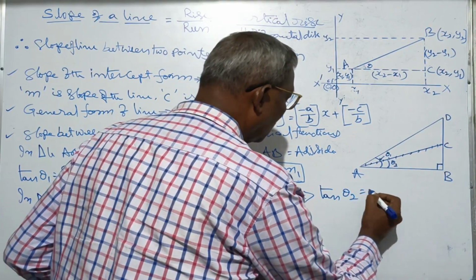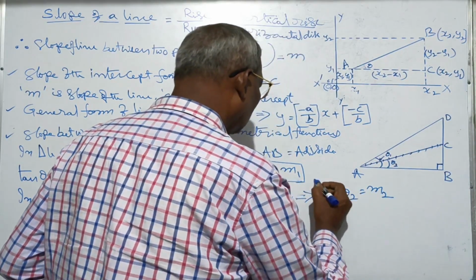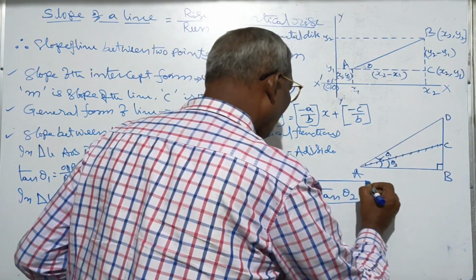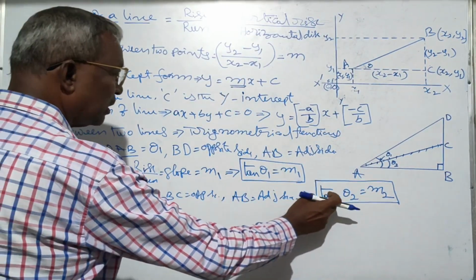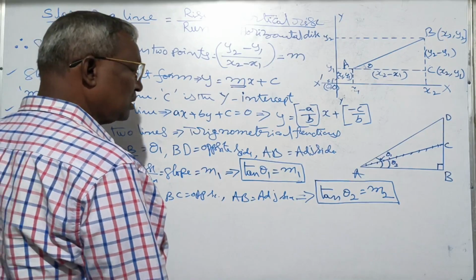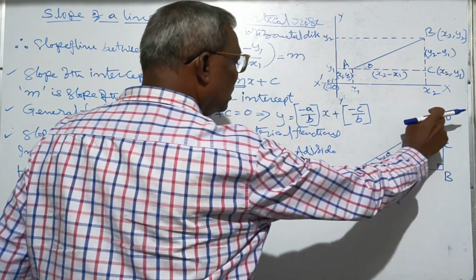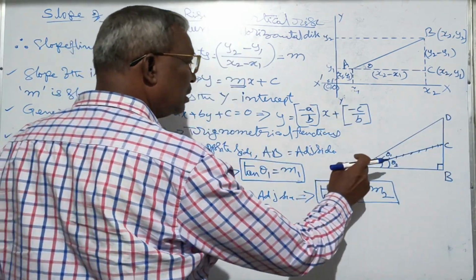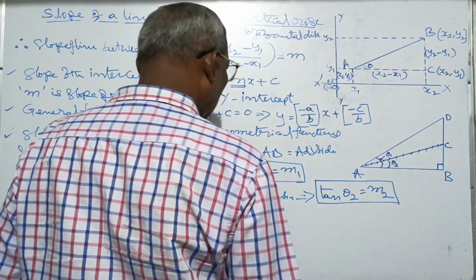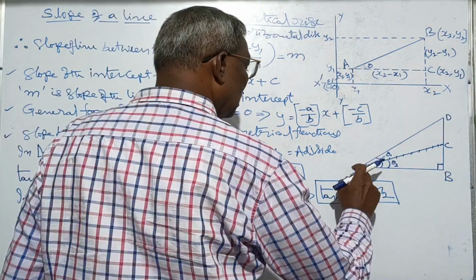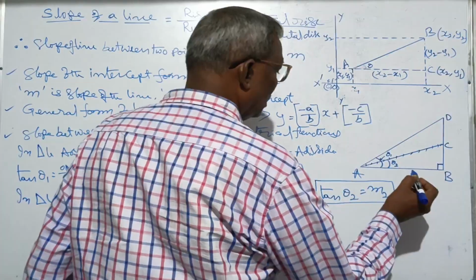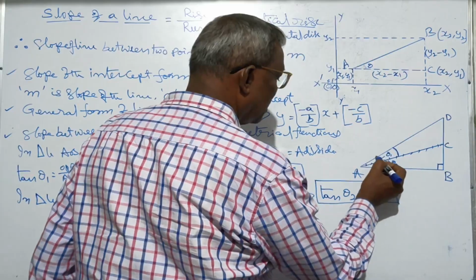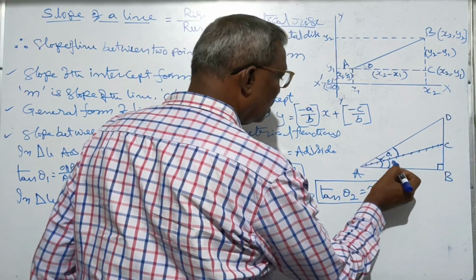So after simplification, tan theta 1 is M1 and tan theta 2 is equal to M2. So that means the slope of line AD is equal to M1. Next, the slope of line AC is equal to M2. Here, this is theta 1 and this is theta 2.